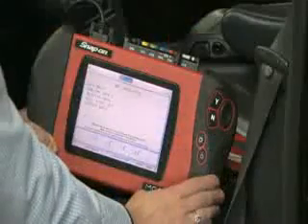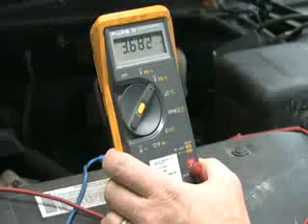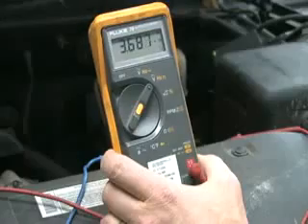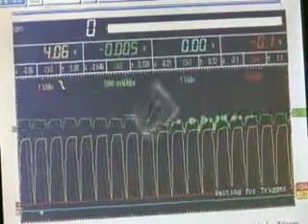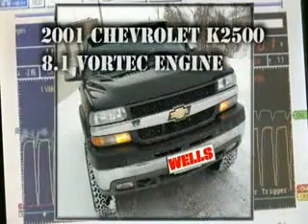This video will explore alternative techniques used to diagnose digital mass airflow or MAF sensors using a scan tool, digital volt ohm meter or DVOM, and lab scope. The vehicle is a 2001 Chevrolet K2500 with an 8.1-liter Vortec engine.